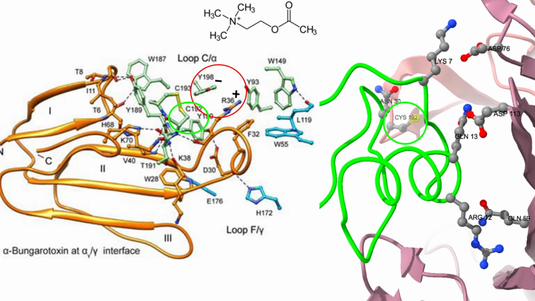But what is more interesting about this is that tyrosine 198 is one of the key residues that is known to bind acetylcholine. So as you remember, acetylcholine, and that's what I'm showing at the top there, you can see the net positive charge on the nitrogen there of acetylcholine, which would take the place of arginine 36 of alpha bungarotoxin, and that is where it would normally be nested in between the alpha and a gamma subunit.